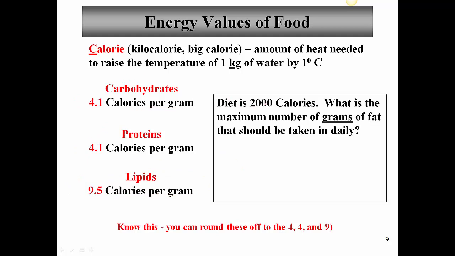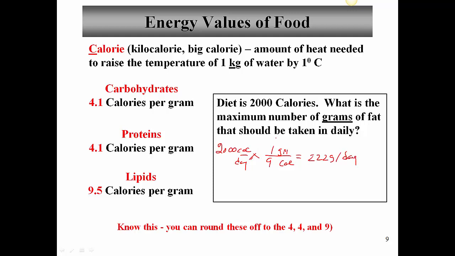Now let's just do a couple of sample calculations. A diet is 2,000 calories. What is the maximum number of grams of fat that should be taken in daily? 2,000 calories per day. That's the number of calories that we're taking in per day. And we know from this that we have a conversion factor to convert calories to grams, right? 9.5 calories per gram. Remember, if we want to get rid of units, we have to put those on the bottom. So we say 9 calories down here in 1 gram of fat, and that's going to yield a total of about 222 grams of fat per day.